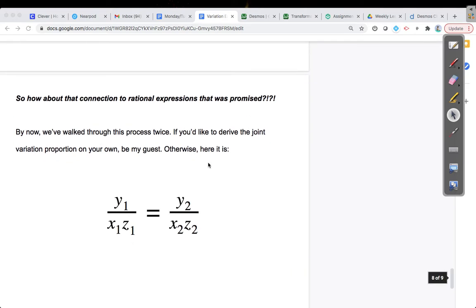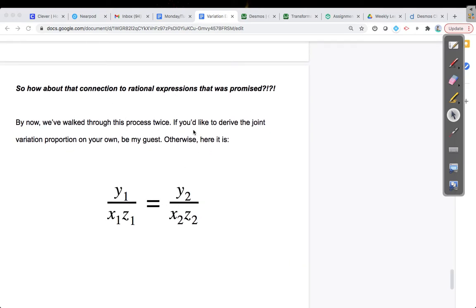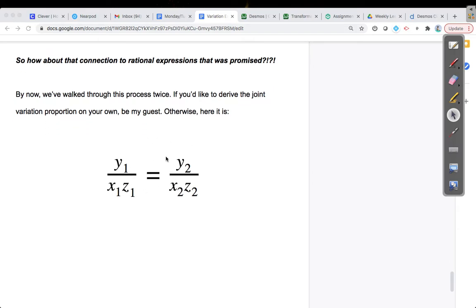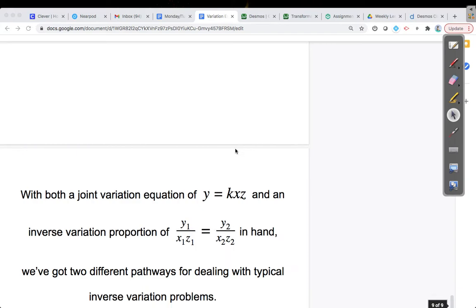When it comes to proportions, I decided to kind of save you the labor of seeing me go through the derivation because you saw me do it for direct and inverse variations. So here is the proportion, or a proportion, that you can use for joint variation. And I won't read it out because it's right there in front of you, but we will use it together.